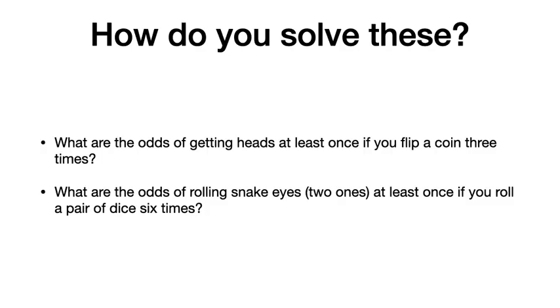A more complicated one, in that you're going to see it uses a lot bigger numbers. If I rolled a pair of dice 6 times, what are the odds I'd roll snake eyes? Snake eyes being two 1s at least once. Roll it 6 times. How likely are you to get snake eyes, two 1s?